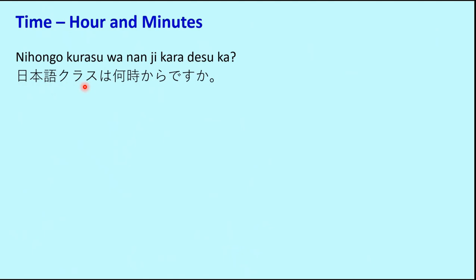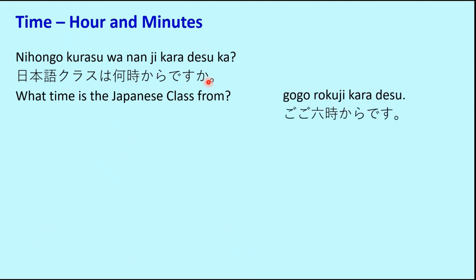This is an English word. So, Nihongo kurasu wa nanji kara desu ka? What time is the Japanese class from? This is very easy. You all know. What time is the Japanese class from? Nihongo kurasu wa nanji kara desu ka?